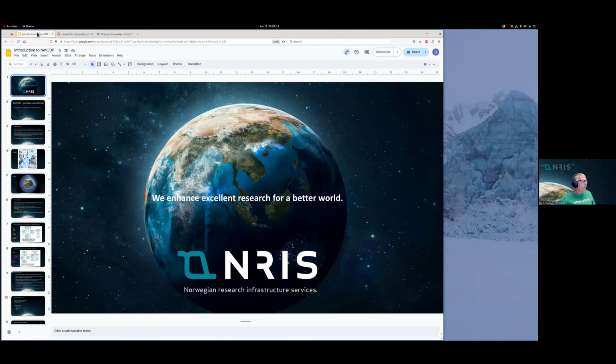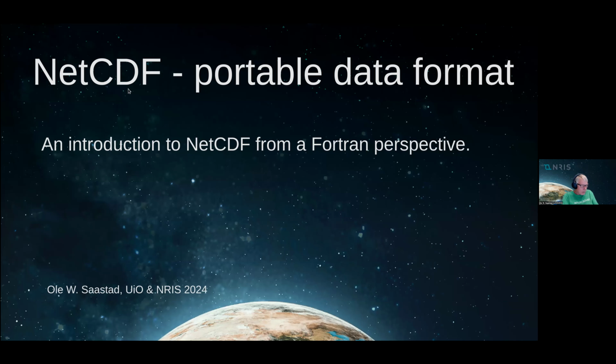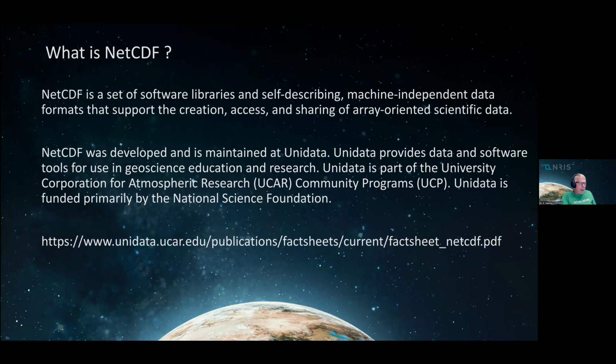We go straight to the introduction. This is an introduction from a Fortran perspective, as I said. It says here, self-describing. So it's possible to write a program that actually can print out what kind of structures are hidden in there. So if you use ncdump to dump out all the data, you'll actually get most of the data and how it's self-described.